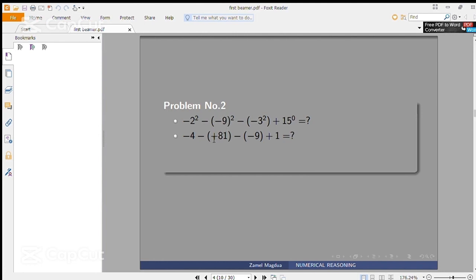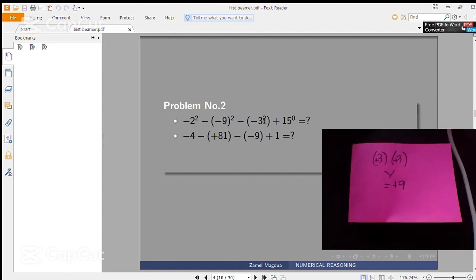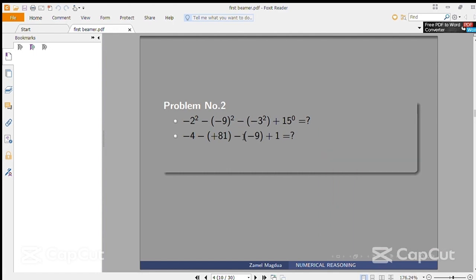Now, for -3 to the power of 2, we are going to multiply only 3 to itself, so 3 times 3 equals 9 and then copy the negative sign. Lastly, for 15 raised to 0, we already learned from the first problem that any number raised to 0 is equal to 1, thus, 15 raised to 0 equals 1.